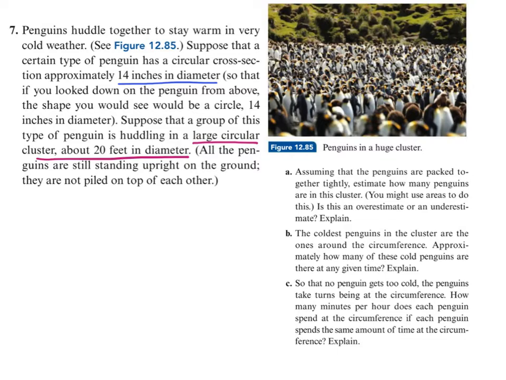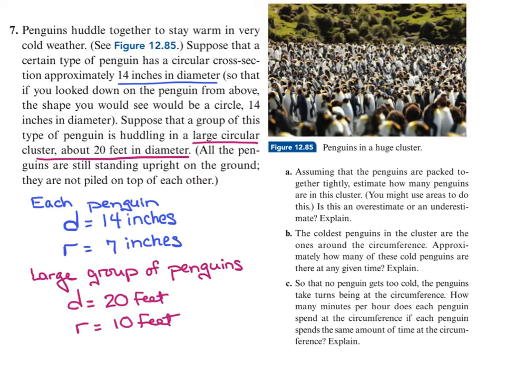So one thing you'll notice is that each individual penguin is measured in inches, and the entire group is measured in feet. So if I use this information and find the radii of each of these circular areas, each penguin would have a radius of about 7 inches, and the large group of penguins would have a radius of about 10 feet. So question A says, assuming that the penguins are packed together tightly, estimate how many penguins are in this cluster. You might use areas to determine this, and is this going to be an overestimate or an underestimate, and explain.